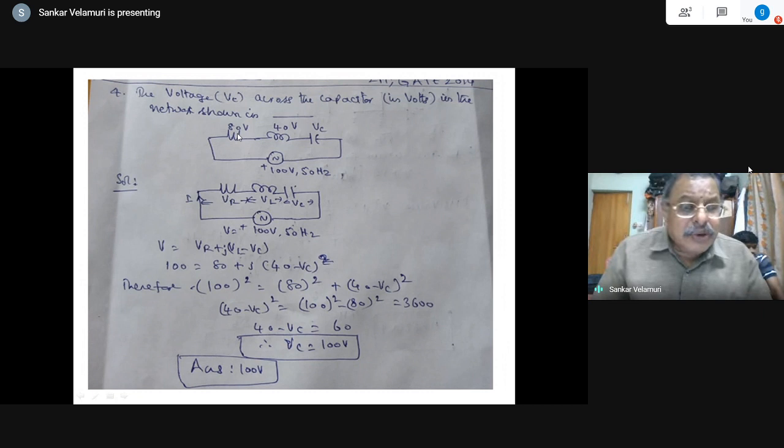So the voltage across resistance is given as 80 volts. The values of the RLC are not being given. The value to be computed is the voltage across the capacitance, right? So we know the phasor addition of the voltage, or the corresponding complex value of the voltage: supply voltage V is equal to VR plus jVL minus jVC. It is a complex value. Given V is equal to 100 and VR is equal to 80, plus j, VL is 40 volts, minus VC in complex form.